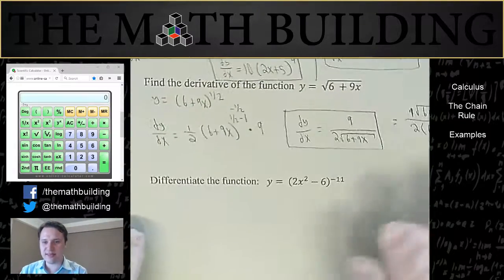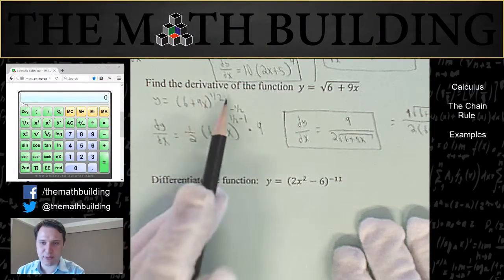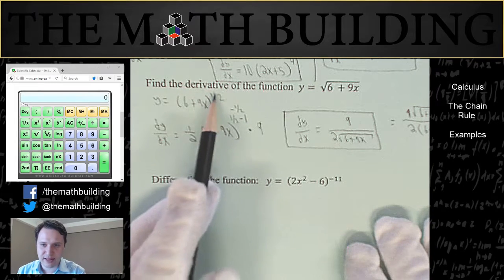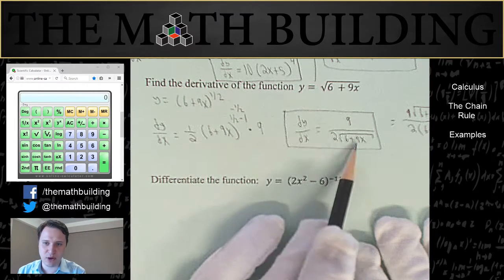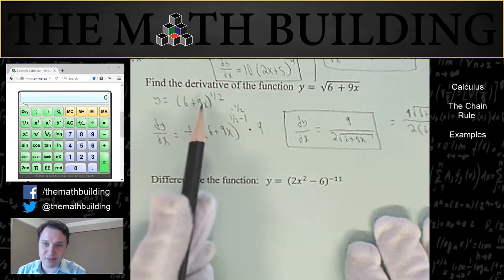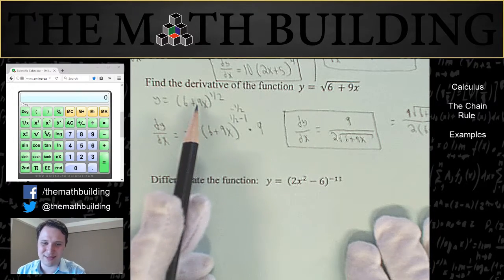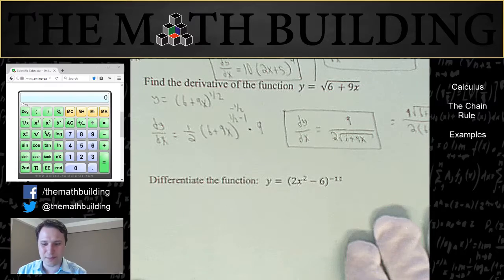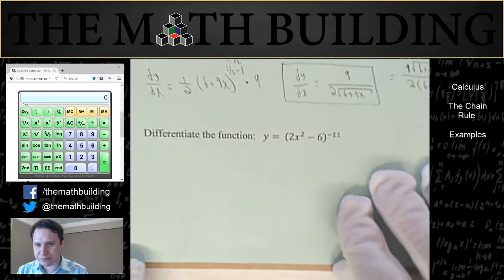So hopefully that makes sense. And again, as you do these, you're going to get better and better at them. You're going to see the 1/2 come down, see that that becomes -1/2, which moves the square root into the bottom. And then don't forget to multiply by the derivative of the inside, which gives us that 9 right there. So let's do another one.